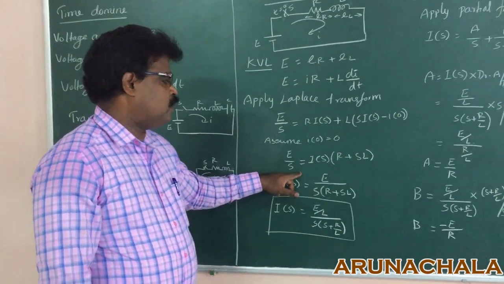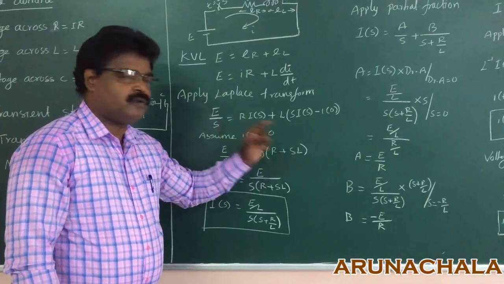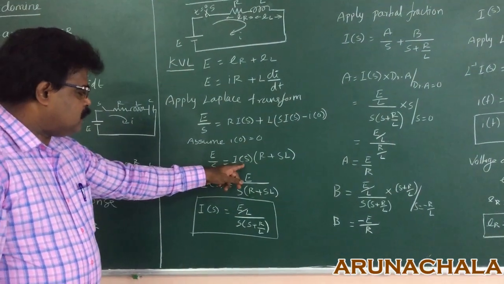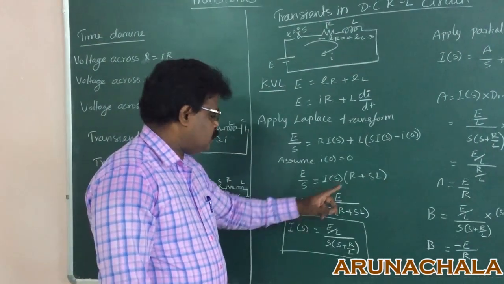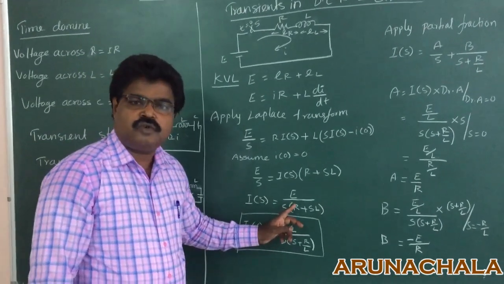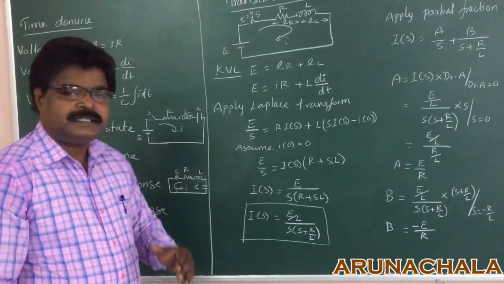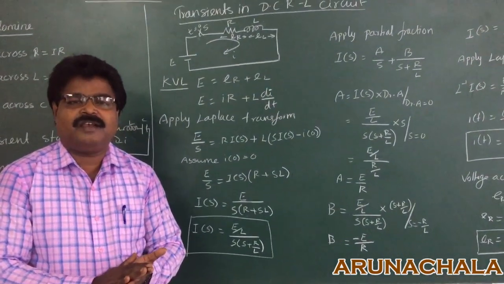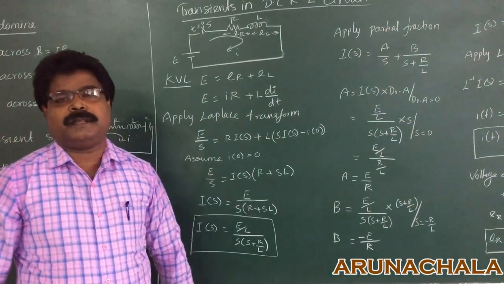So E by S is equal to, taking I of S outside, I of S into R plus S into L. So here you must understand, from this you can find I of S is equal to E divided by, cross multiplying, S into R plus S into L. In all cases the denominator must be S, or S plus A, or S minus A. In that form it is easy to apply Laplace inverse.